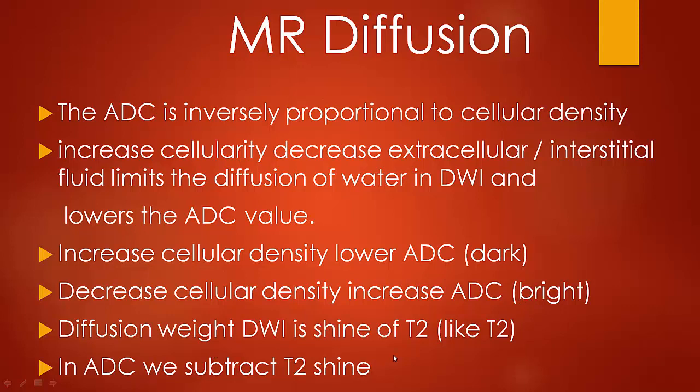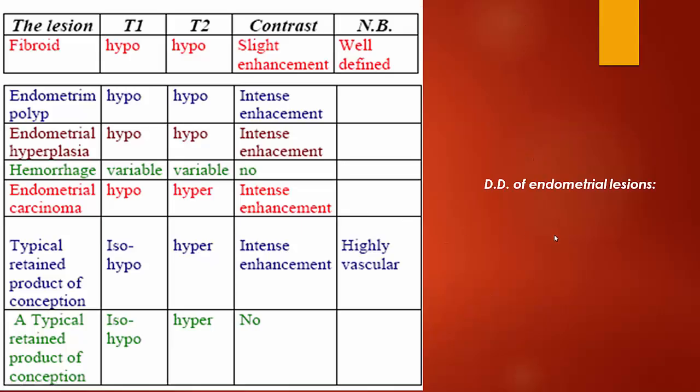Diffusion weighted is a chain of T2, like T2 signal. In ADC, we subtract the T2 chain. This is a table for differential diagnosis of endometrial lesions by MRI.